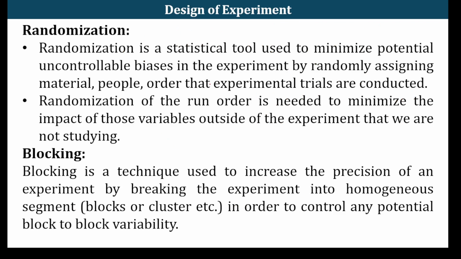Randomization is a statistical tool, actually a methodology, to minimize the potential uncontrollable bias in the experiment by randomly assigning the material, people, or order in which the experiment trials are conducted. Why do we need to do the randomization of that experiment? Because we have to minimize the potential, uncontrollable biases.